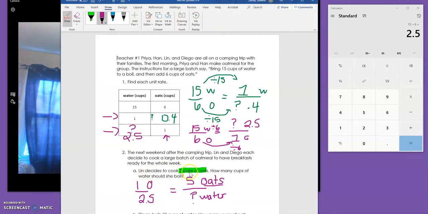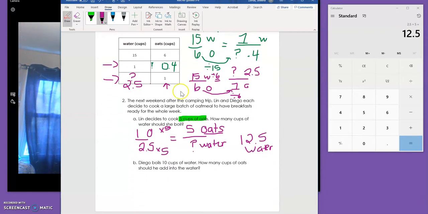And then I'm making this equivalent. This time I'm going from 1 to a larger number, so I'm multiplying. So 1 oat times 5 would give me 5 oats. So 2.5 times 5 tells me I need 12 and 5/10 cups of water. All right, one more part to do.